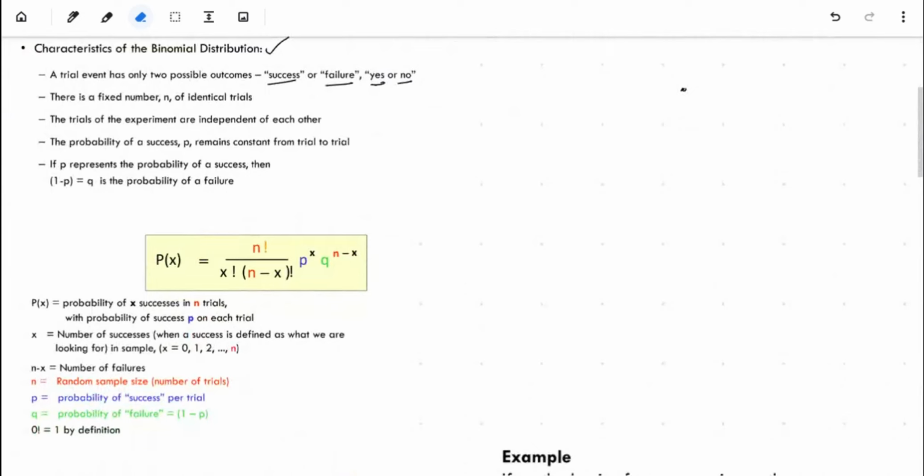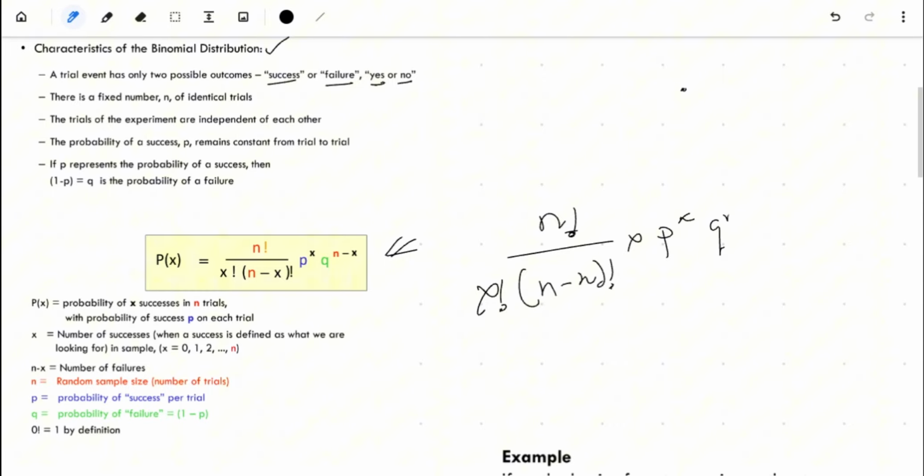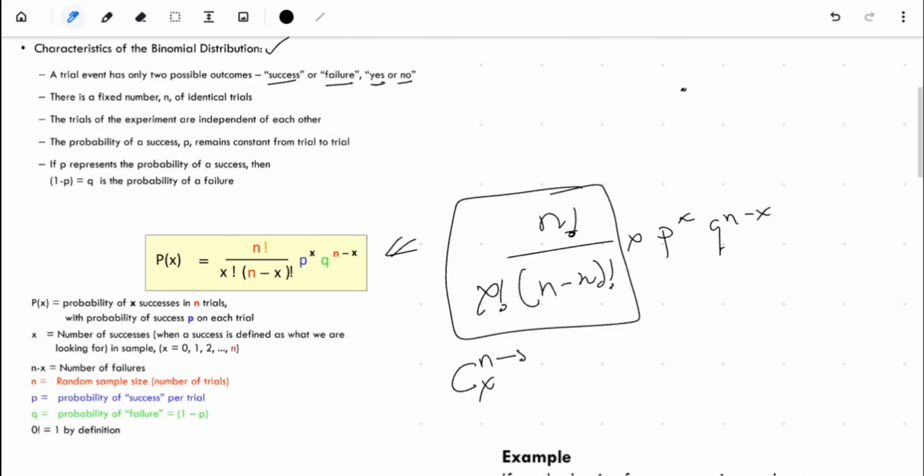So how do you solve binomial distribution? This is the formula for binomial distribution, which is n factorial over x factorial times (n minus x) factorial, multiplying p to the power x, q to the power n minus x. This portion represents the coefficient of the binomial, right? Normally they represent it by combination, so let me say n choose x, where n represents the sample, and x represents, let me say, the success, or maybe the selected variables, right?